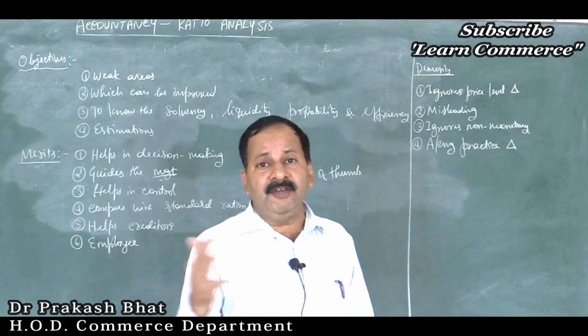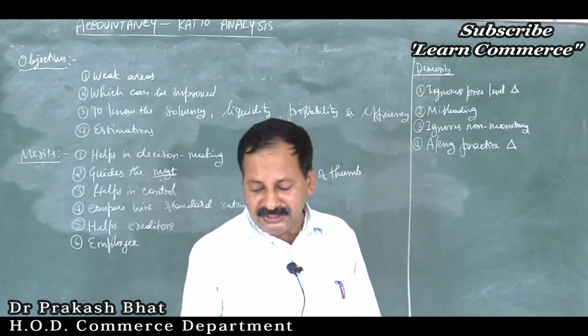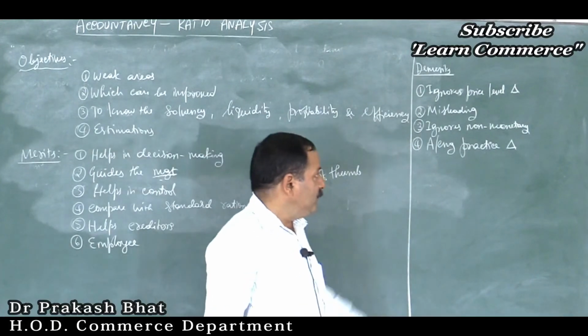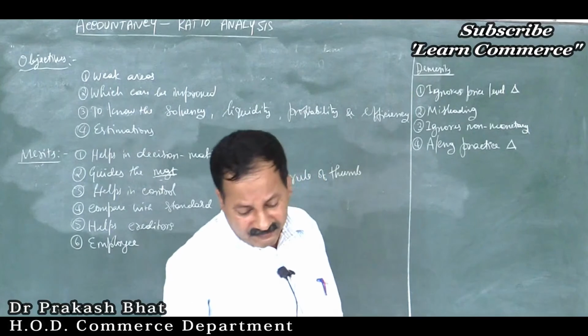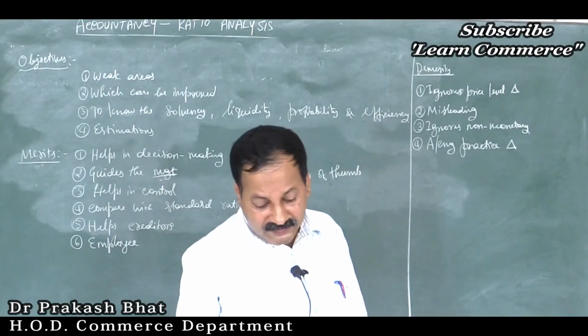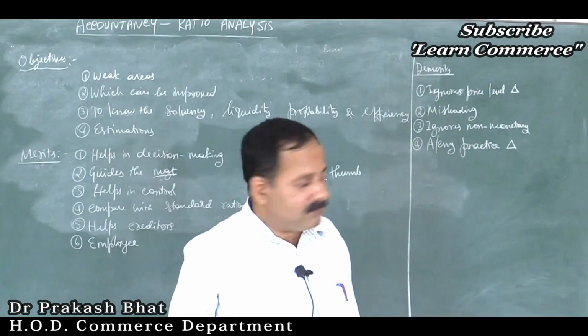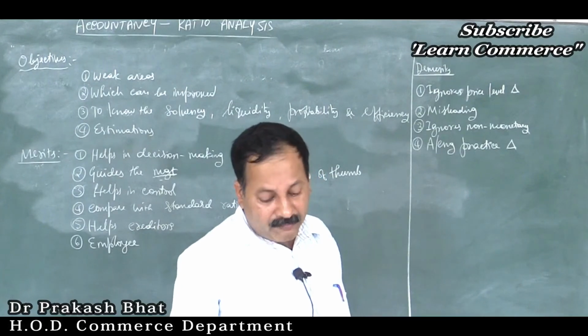So we will not be in a position to come to a proper conclusion. That is another weakness, which is called accounting changes in the accounting practice. That is called the fourth weakness of accounting ratios.